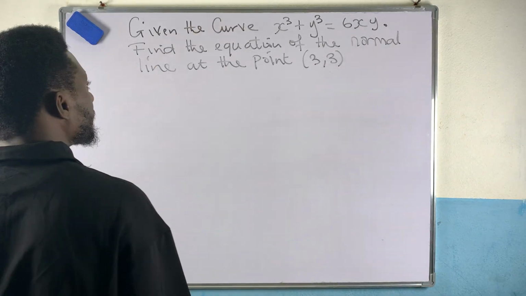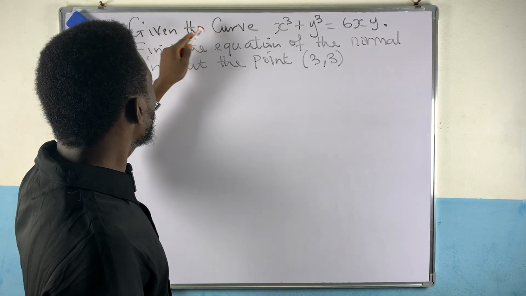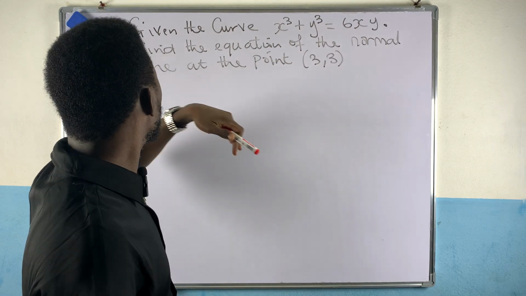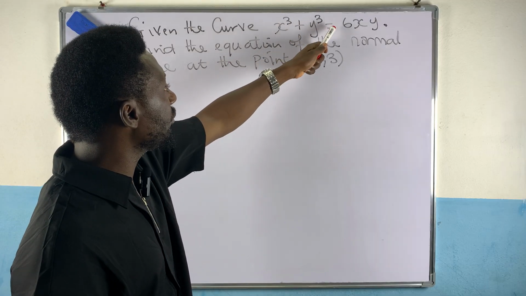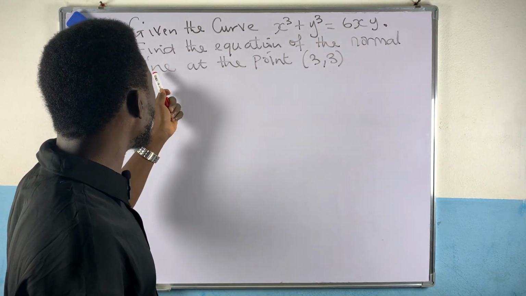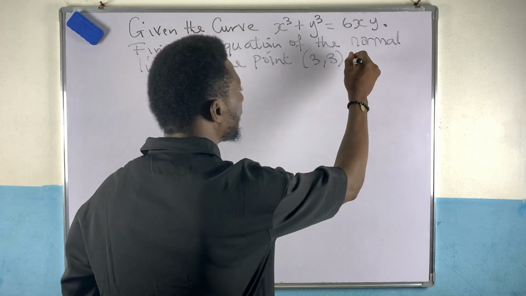So if you see on the board, it is given that the curve is x cubed plus y cubed equal to 6xy. So the curve is given as x cubed plus y cubed equal to 6xy. Find the equation of the normal line at the point (3, 3).